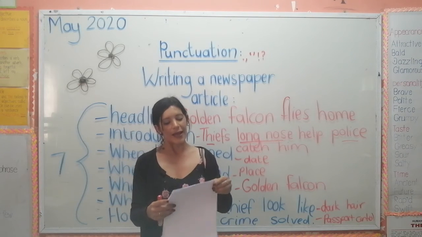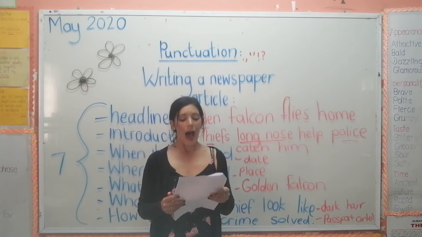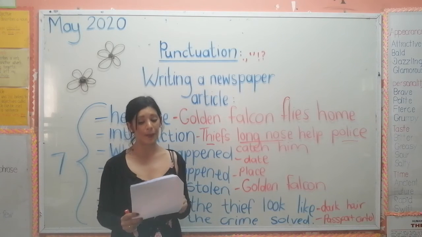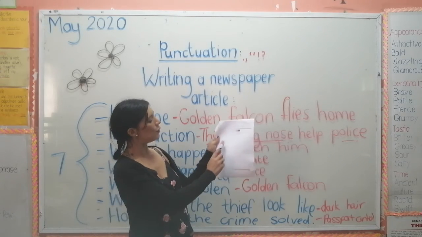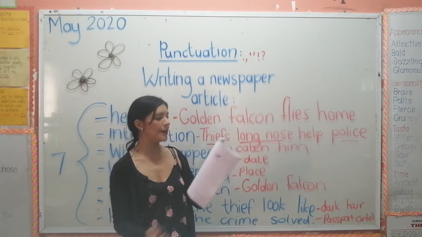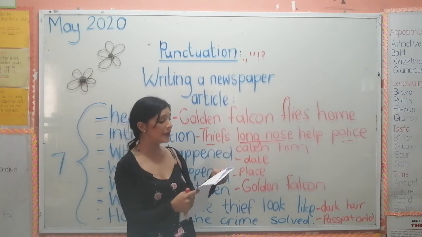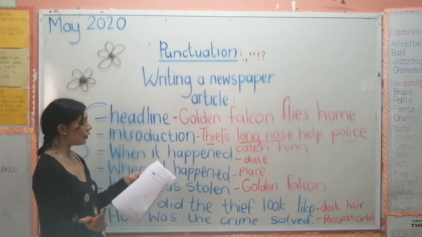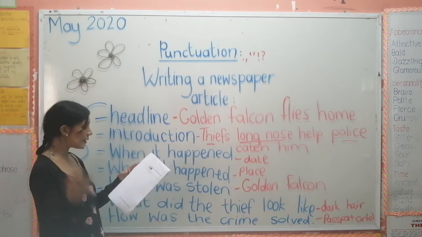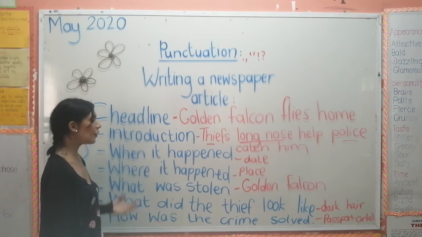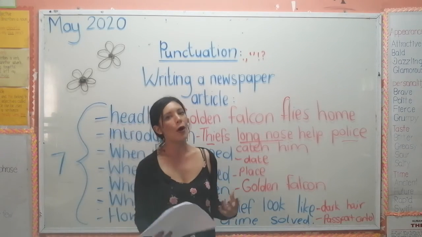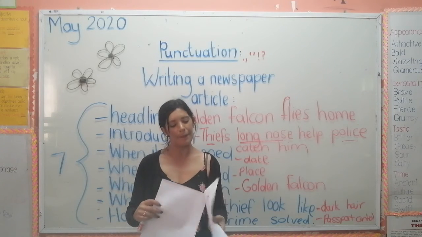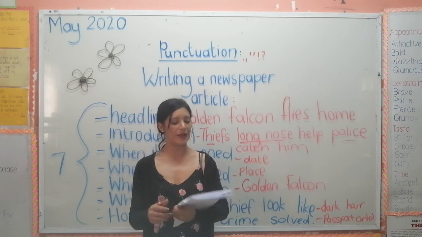Then the last page is where you guys can get creative. I would like you to write a newspaper article on a robbery that took place. I have provided space for you to write down everything you need to tell me. And I've also reminded you that you need to have a headline, an introduction. You need to include when it happened. You need to include where it happened, what the thief looked like, and how the crime was solved. You can make up your own crime. It doesn't have to be something that has really happened. So you can really just get creative and use your imaginations and do what you think is best.